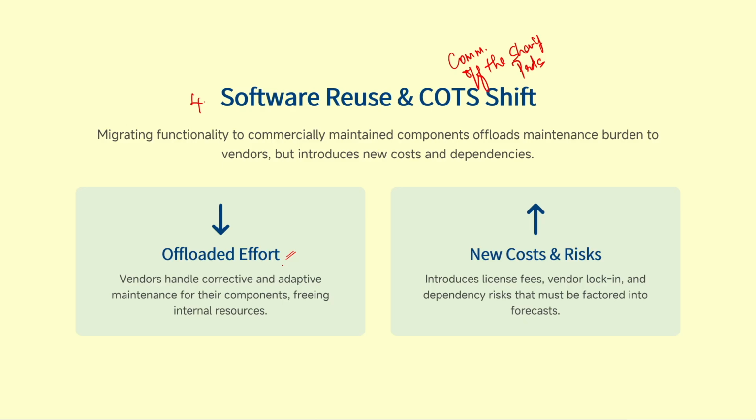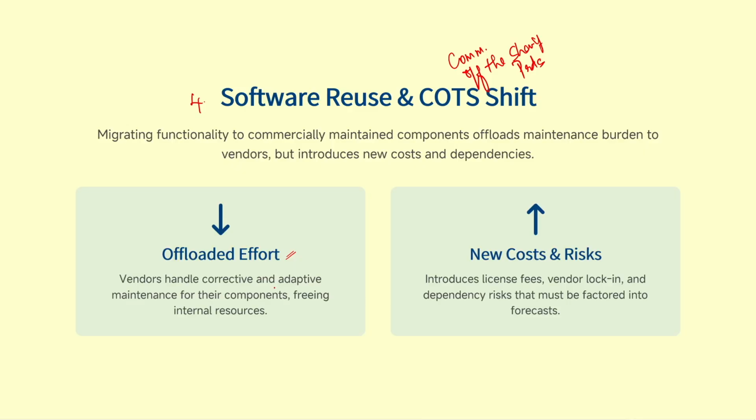The second point is that if you have any issues in production, they will be handled by the vendors, not the organization that has used that COTS product. The vendors will handle the corrective and adaptive maintenance for their components. When you have bought that component and added it inside your software, everything from that point is in the hands of the vendor from whom you got the product. So we are trying to free the resources within the organization, and they are not responsible for what happens with that COTS product.